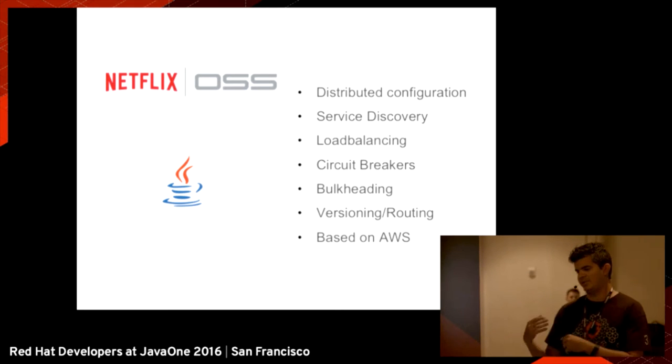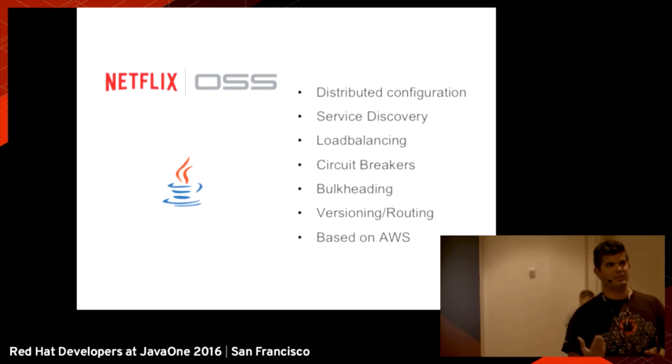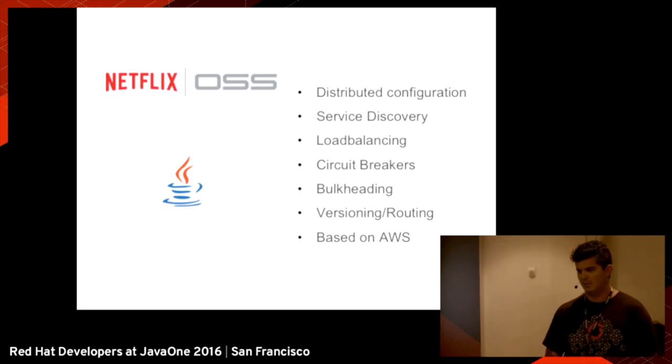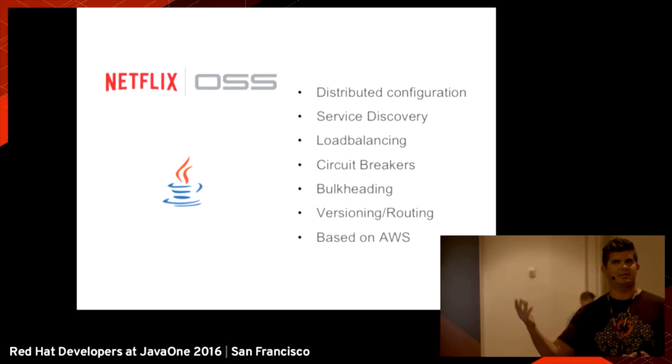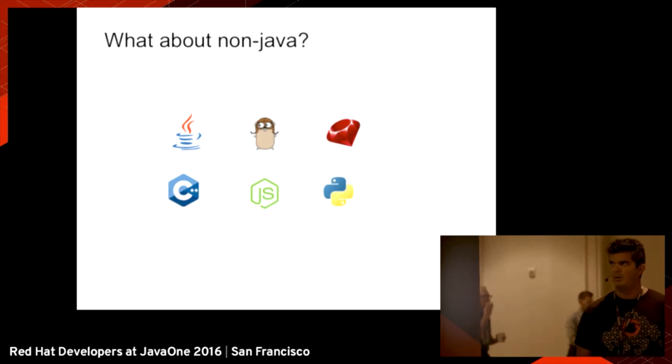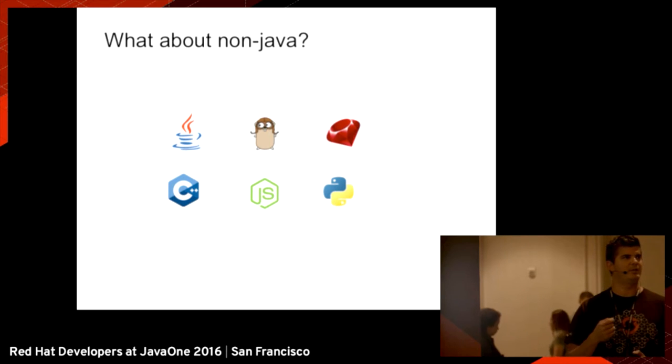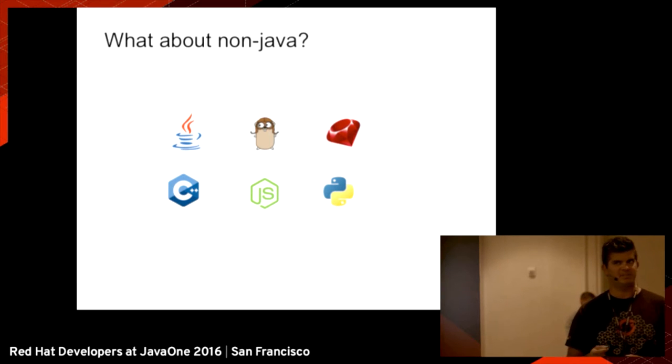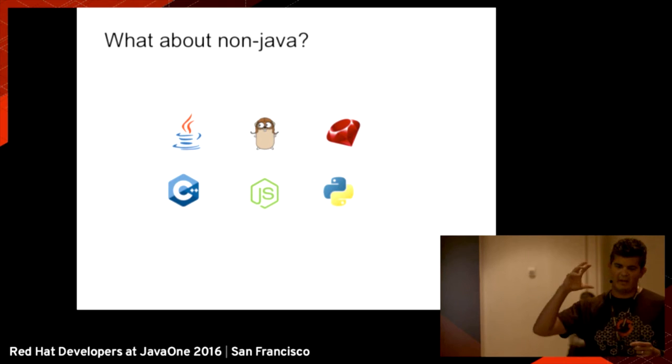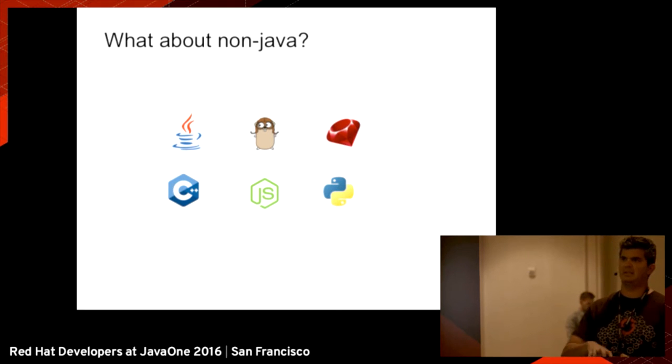And when Netflix released this, there was an uptake in this open source community in the Java world, and people started using it. But what about non-Java? Part of the reason for using microservices is to be able to deliver speed without being tied to your existing legacy ecosystem of tooling and languages and so on.